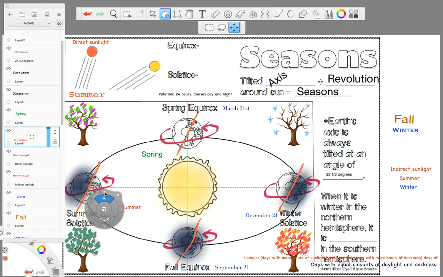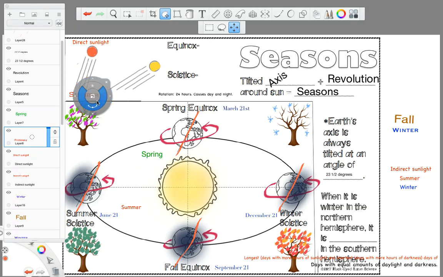So back to our illustration down here just for a moment. So it's summer. You can see this tilt of Earth has not changed. The only thing that has changed is in our revolution around the sun, we have moved from here to here. But notice now that the northern hemisphere, which is where you are, is directly facing the sun.